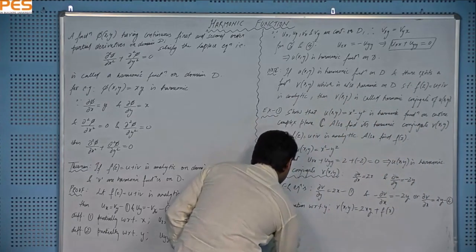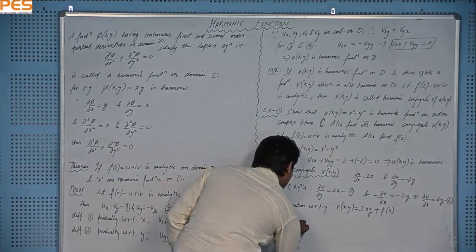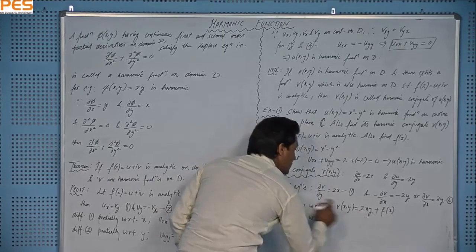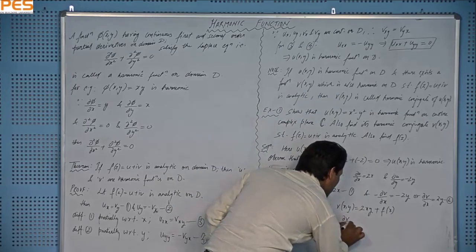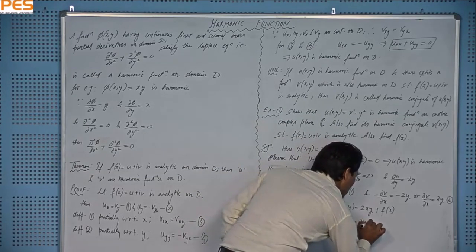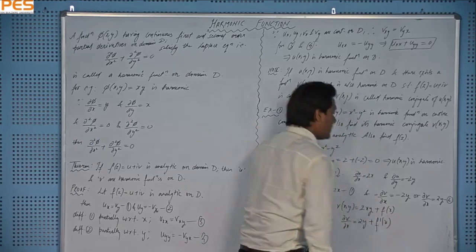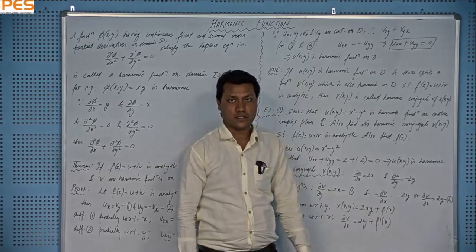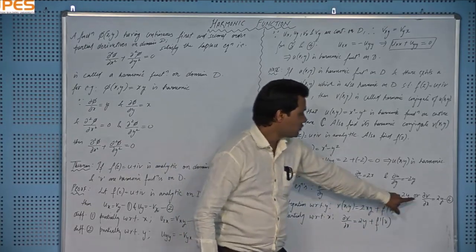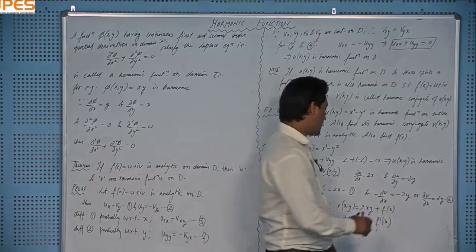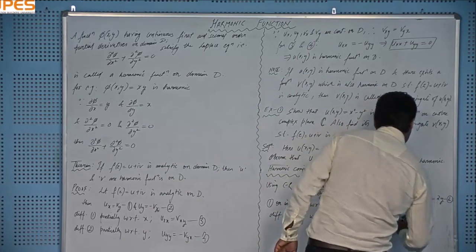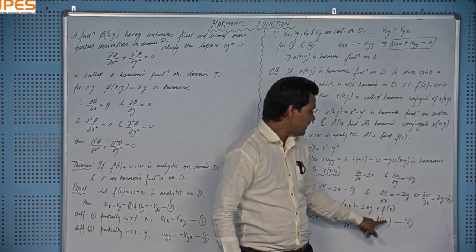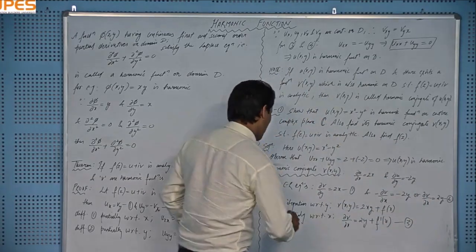Differentiate this result partially with respect to x. Differentiating with respect to x gives del v over del x equal to 2y plus f dash x. You can see that f(x) is a pure function of x, so its derivative with respect to x is simply f dash x. Now you can compare these two equations; let me call this equation number 3. On comparing the second and third, you can see that 2y is 2y, but f dash x should be equal to 0.